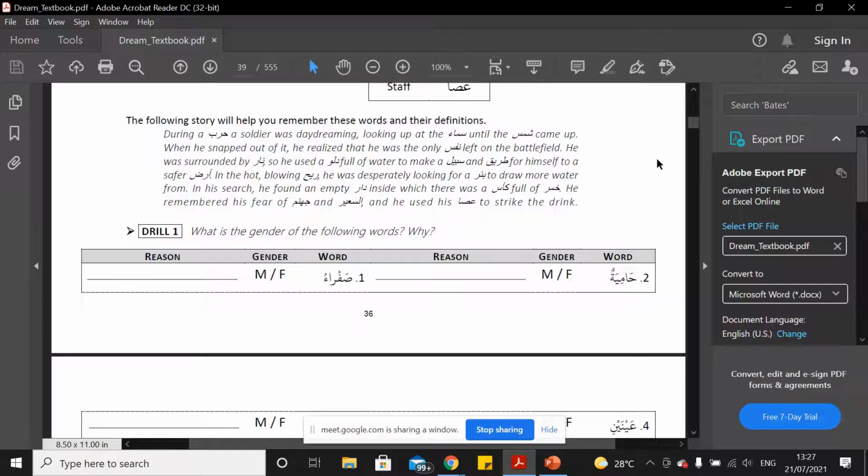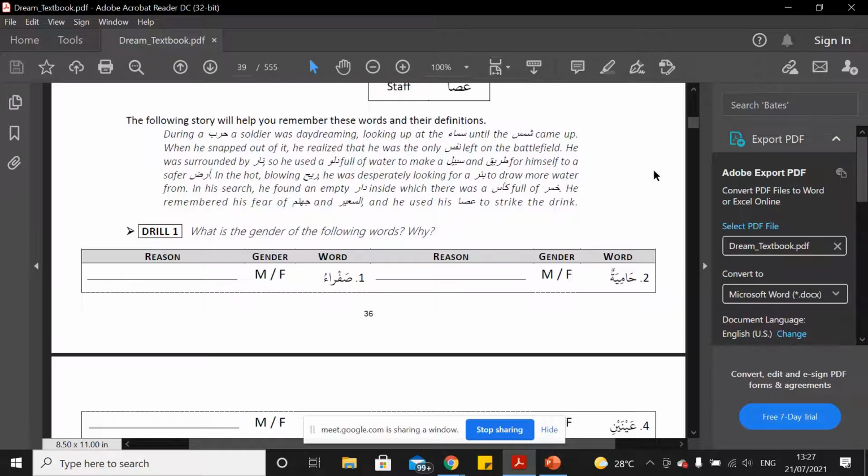The following story will help you remember these words and their definitions. During a harb, war, the soldier was daydreaming, looking up at the sama, sky, until the shams, sun, came up. When he snapped out of it, he realized that he was the only nafs, person, left on the battlefield. He was surrounded by nar, fire, so he used a dalu, bucket, full of water to make a sabil, a path.